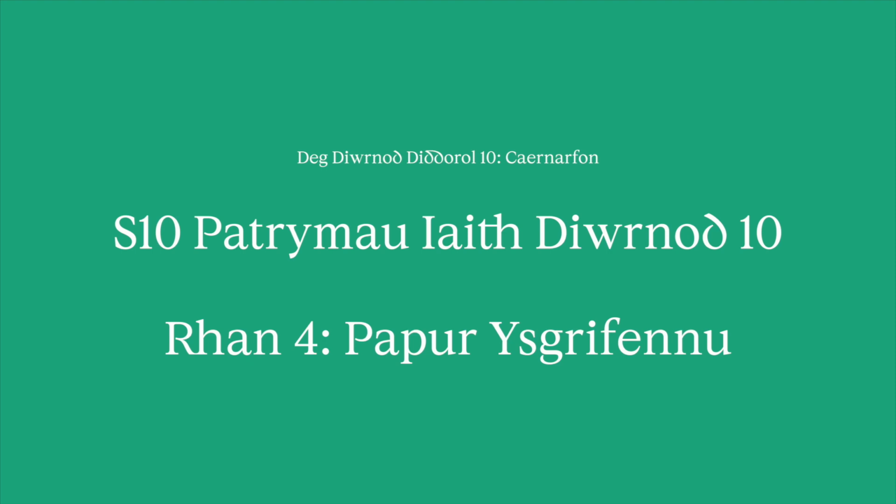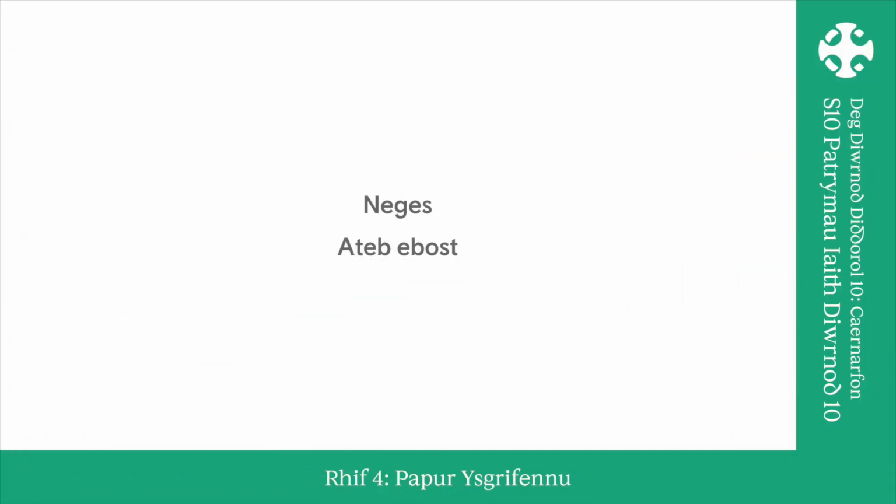Rhan 4. Papur ysgrifennu. 15% o'r cymhwyster. Neges. Write a short message, about 50 to 60 words, from a choice of 2 given subjects. Ateb e-bost. Answer an email, 60 to 70 words. Answer the bullet points in the question.